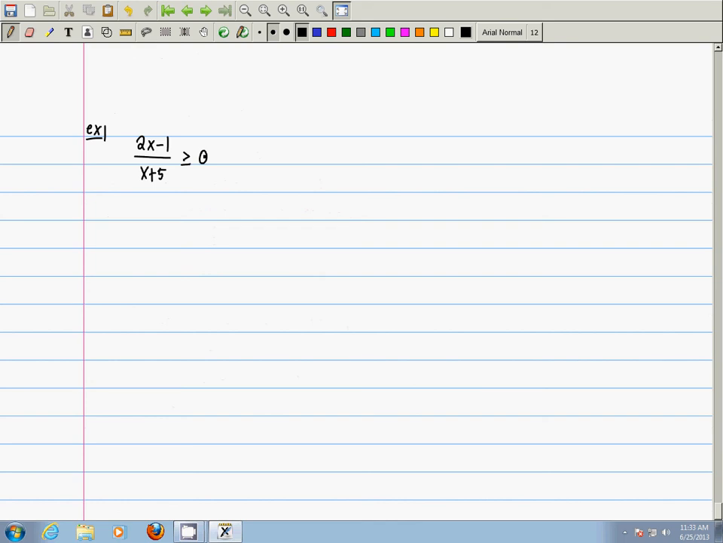The strategy last time was to find everywhere the quadratic was 0, and then we had the cuts. We said we're going to cut here, cut here, and then test in between the cuts. So what's going to be the strategy for a rational inequality? The strategy will be similar, slightly different. Find all places where the numerator is 0, or the denominator is 0, and use those as cuts.